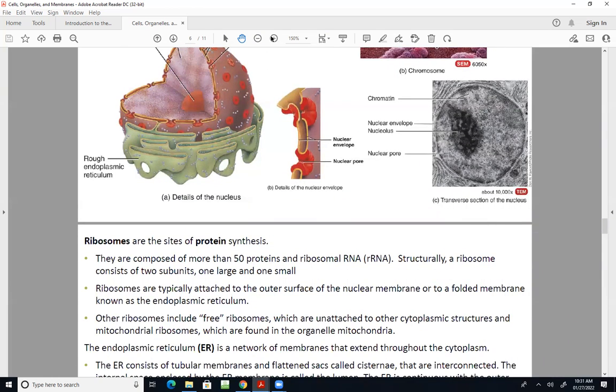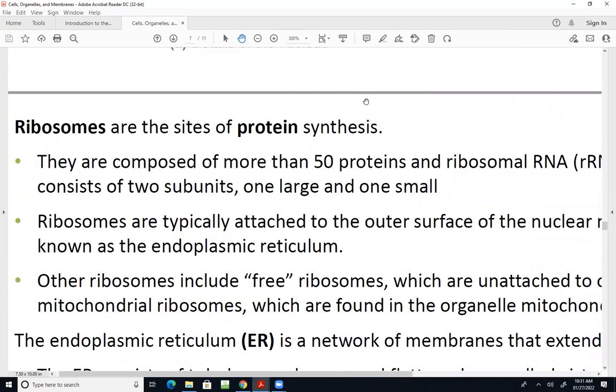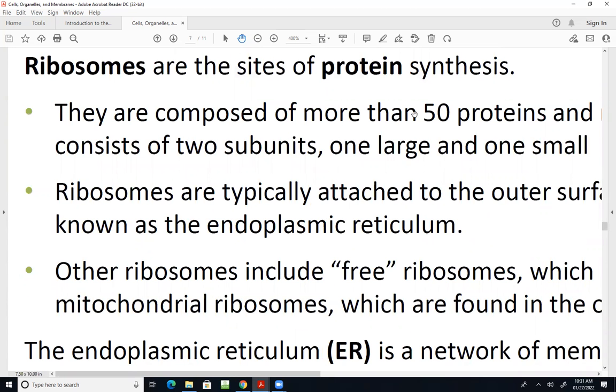Okay, let's talk about those ribosomes that I was just kind of referencing, along with another couple organelles that collectively we call the endoplasmic reticulum.